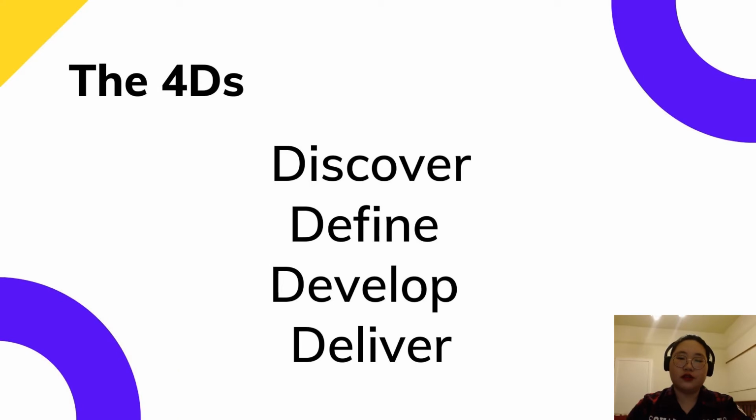Before we jump into the 4Ds of design thinking, the first thing that we need to think about is what is design thinking. Design thinking is a technique that helps you in developing a technique to solve the problem. So the 4Ds include discover, define, develop, and deliver.